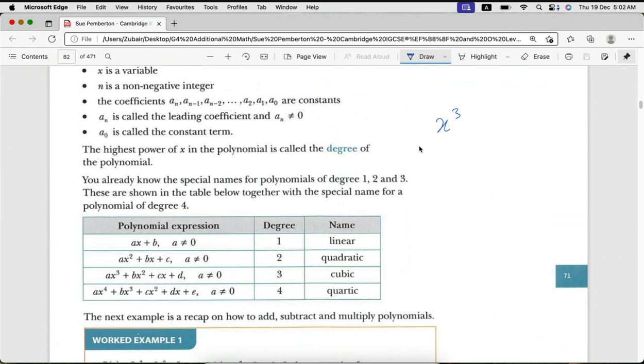So the degree of a constant. If I just write this expression, I will call it that the highest degree is 3. Degree is the highest power of x.